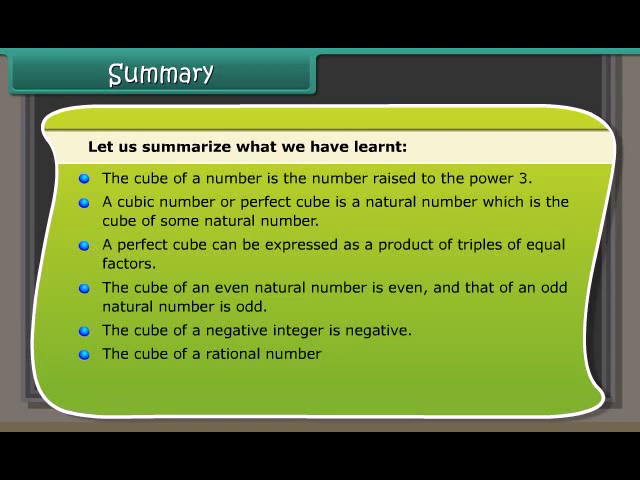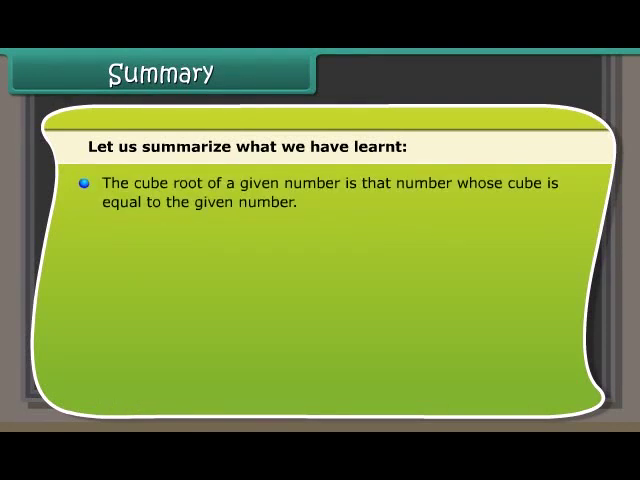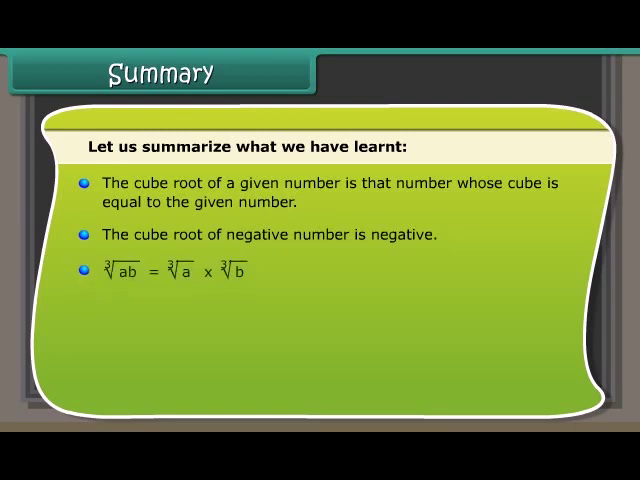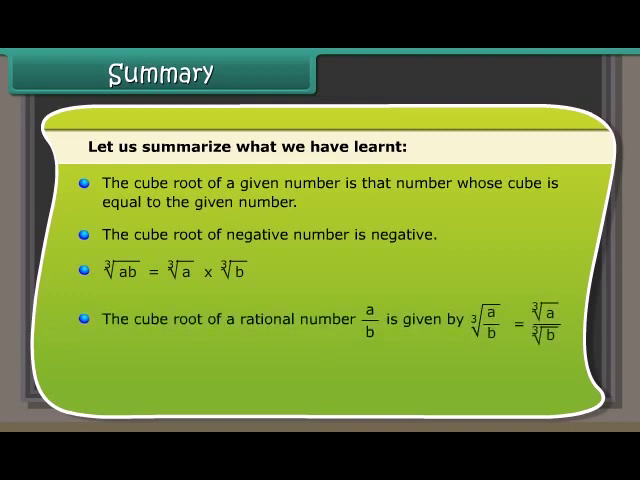The cube of a rational number, a upon b, is a upon b whole cube, which is equal to a cube upon b cube. The cube root of a given number is that number whose cube is equal to the given number. The cube root of a negative number is negative. Cube root AB is equal to cube root A into cube root B. The cube root of a rational number A upon B is given by cube root A upon B is equal to cube root A upon cube root B.